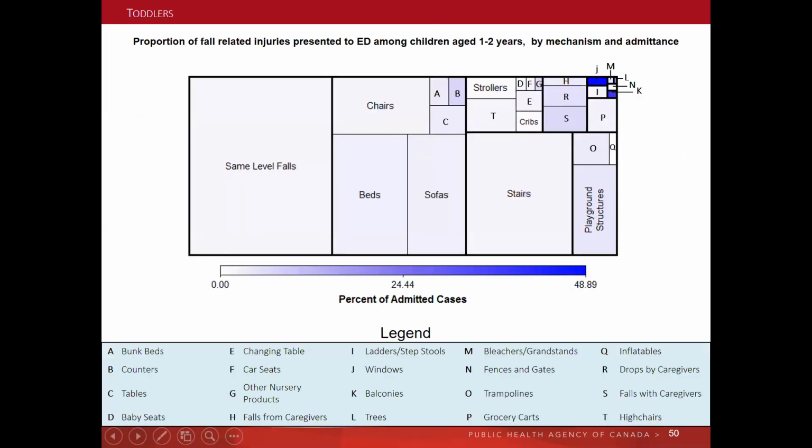The leading mechanism for toddlers varies slightly from infants. Instead of bed, sofas, and same level falls, as it was for infants, it is same level falls, stairs, and beds. With regards to severity, we can see that the majority of injuries are fairly minor, as noted by their pale color, with most injuries being treated on site, but there are obvious exceptions such as window falls over here and falls off balconies right below it.